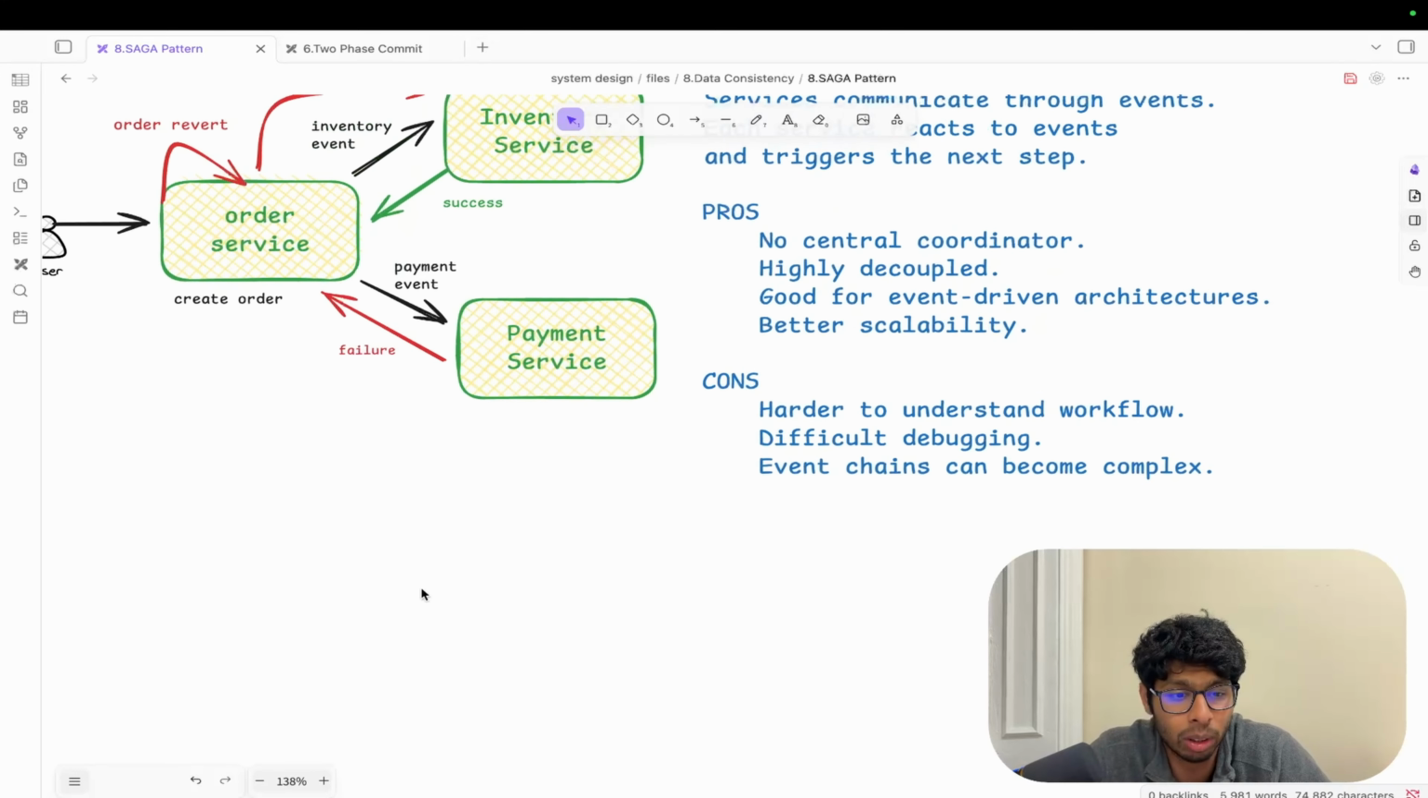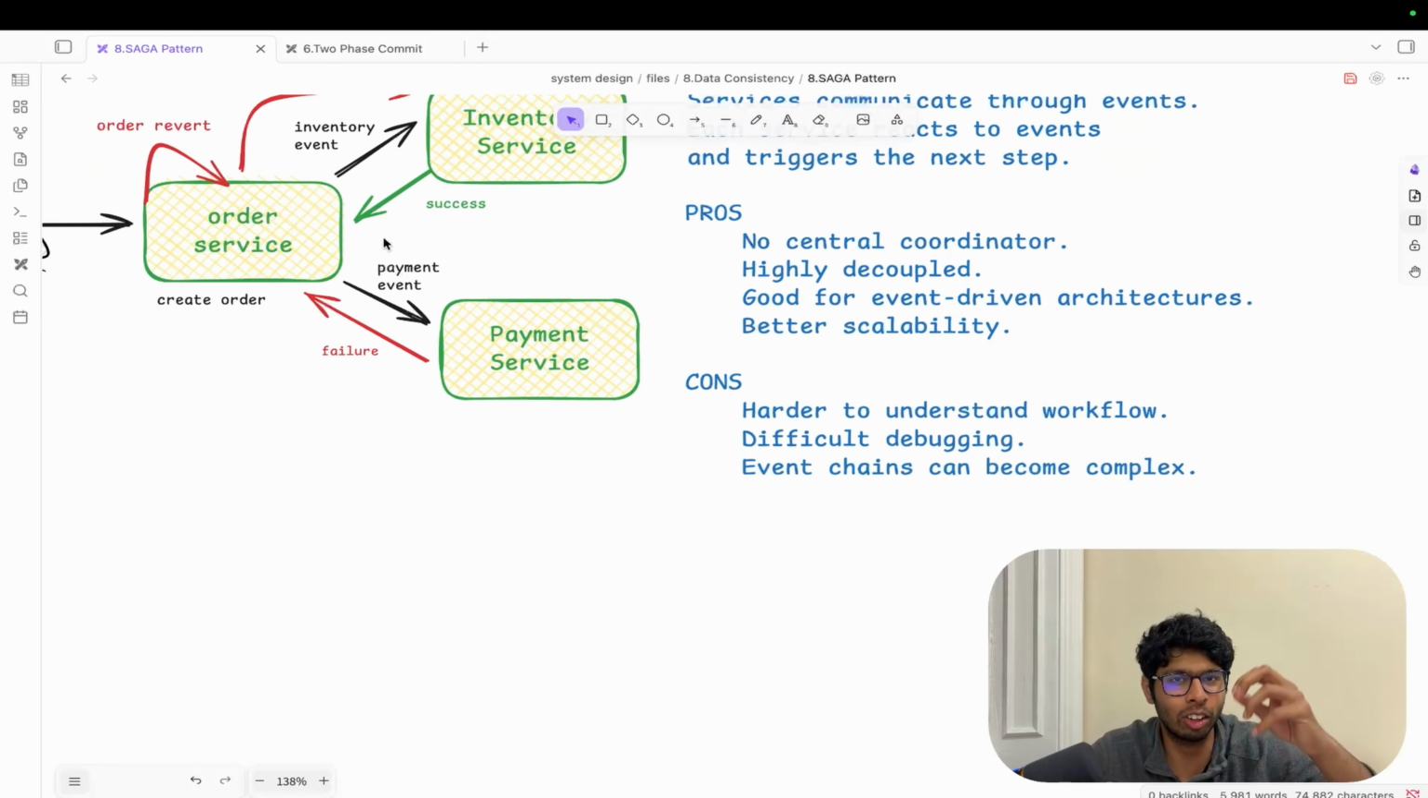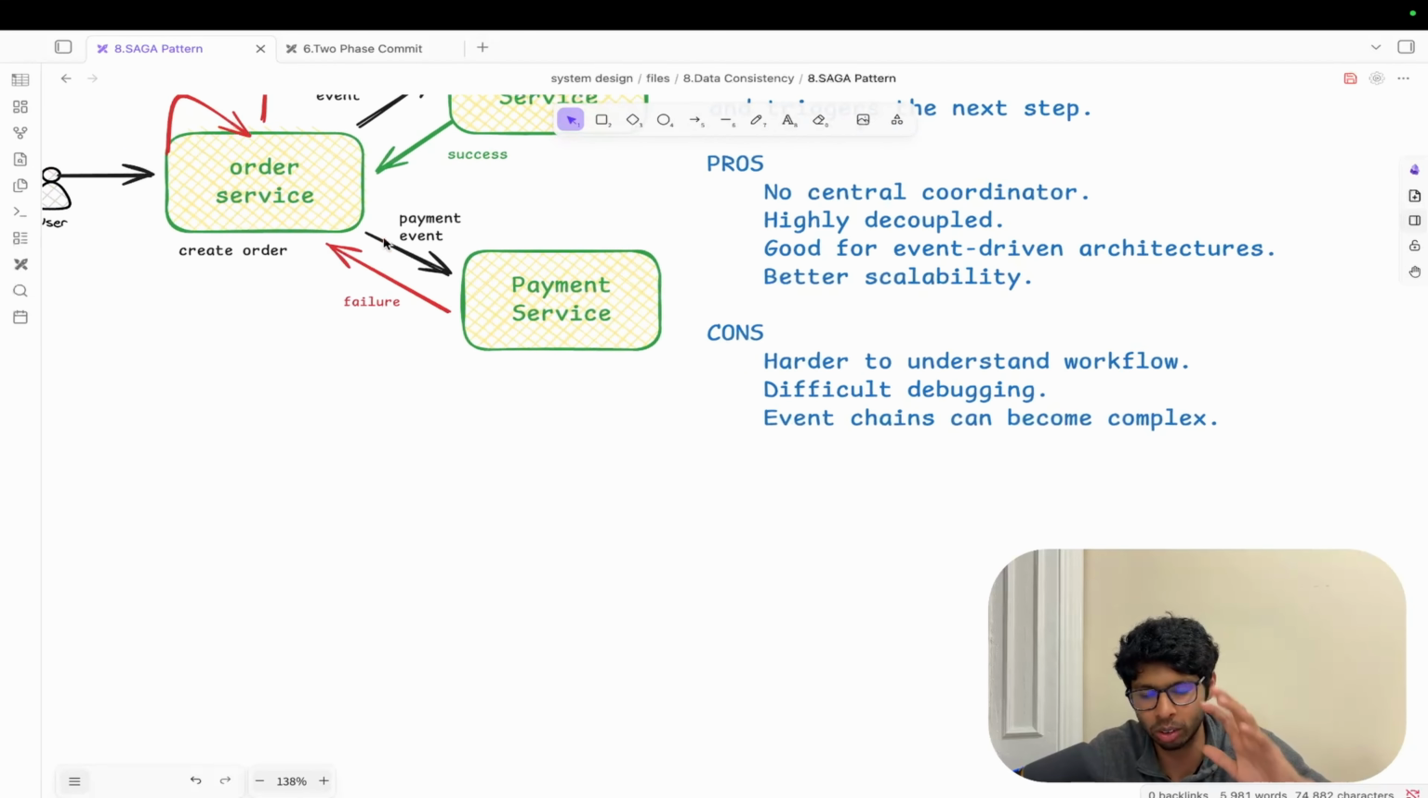It's very hard to debug. Let's say, for example, one of the events is missing, or any service is down. It's hard to debug where the transaction is stuck. And everything is happening through events, so the transactions can take time as well. Everything is not going to be consistent immediately, and the transactions can take time. So it is very hard to debug here.